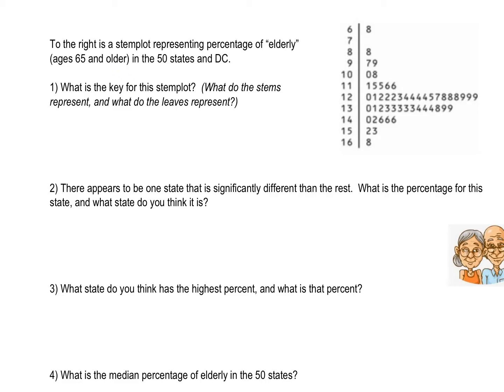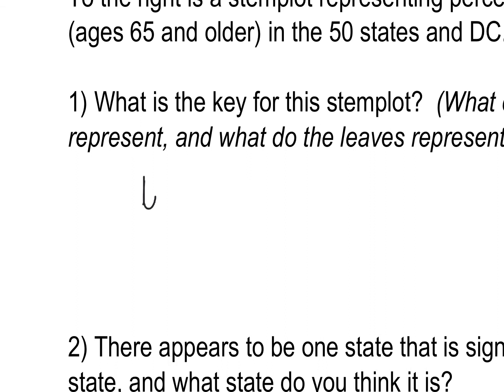We haven't talked about a key yet, but what does 6 bar 8 actually mean? Does that mean that one of the states has 68% old people? Well, to answer that question, what do you think 16 bar 8 means? Does that mean 168% of people in a state are elderly? No way. It can't be over 100%, right? So in this case, our key 6 bar 8 actually means 6.8%. And the reason I knew that was because our biggest number, the 16 bar 8, cannot be 168%. So that's how I knew that.